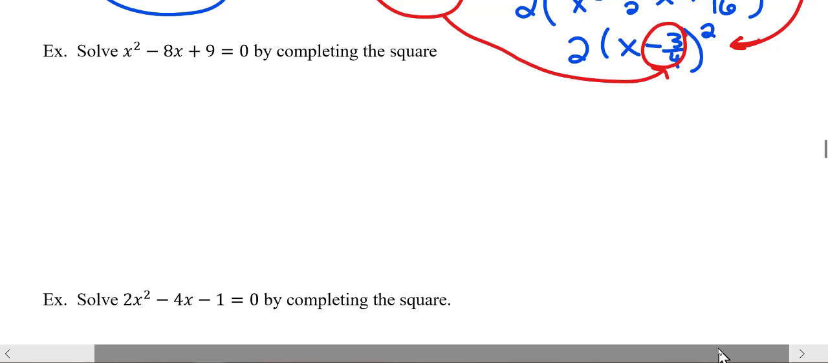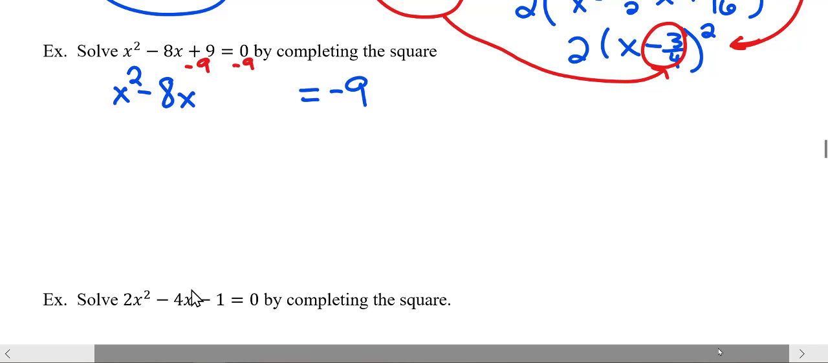I think when we have an equation, the easiest way to do this is to subtract 9 from both sides. And I'm going to leave a little bit of space. So I'm going to go in here, subtract 9 from both sides. I'm going to leave a little bit of space in there so that we can work in that space. That is where we are going to complete the square.